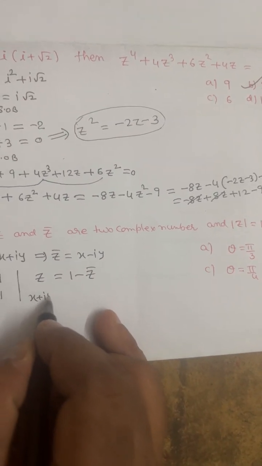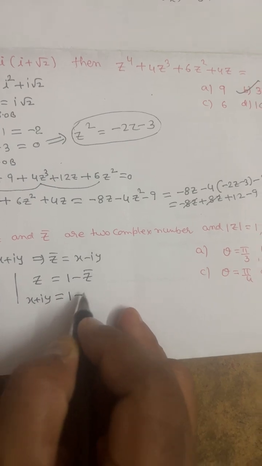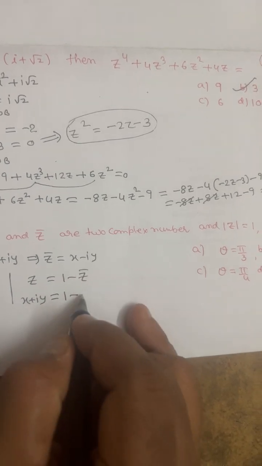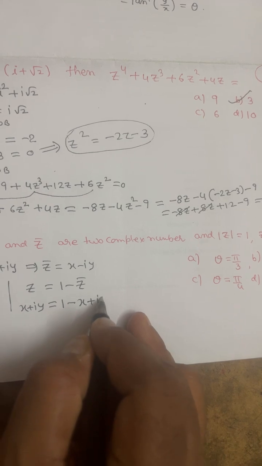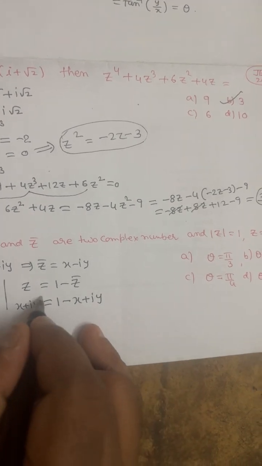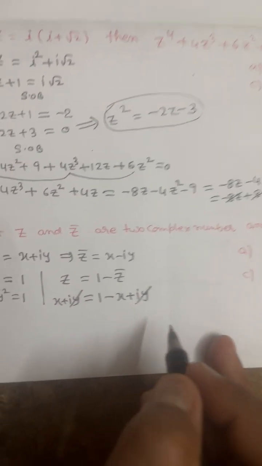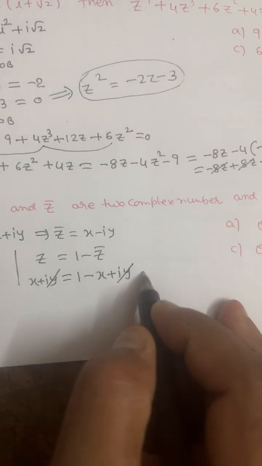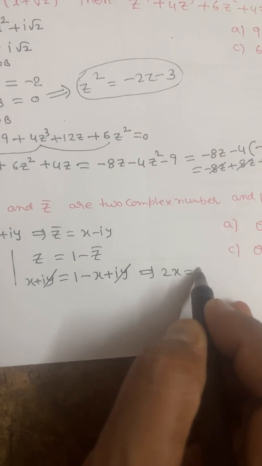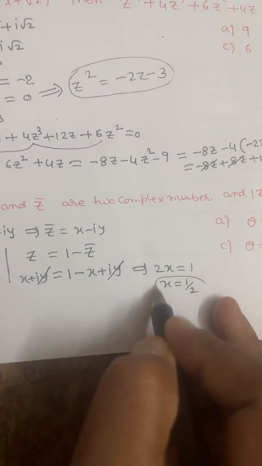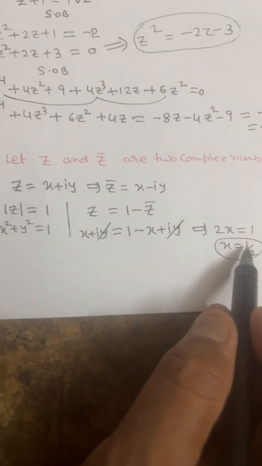x plus iy is equal to 1 minus z bar, which means x minus iy, multiplying by minus x plus iy. So plus iy gets cancelled. So minus x we can take to this side. You will get 2x equal to 1, x equal to 1 by 2. x is equal to 1 by 2.